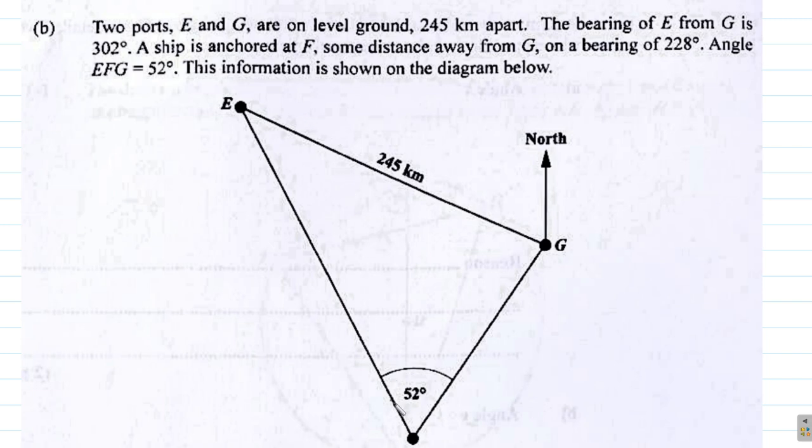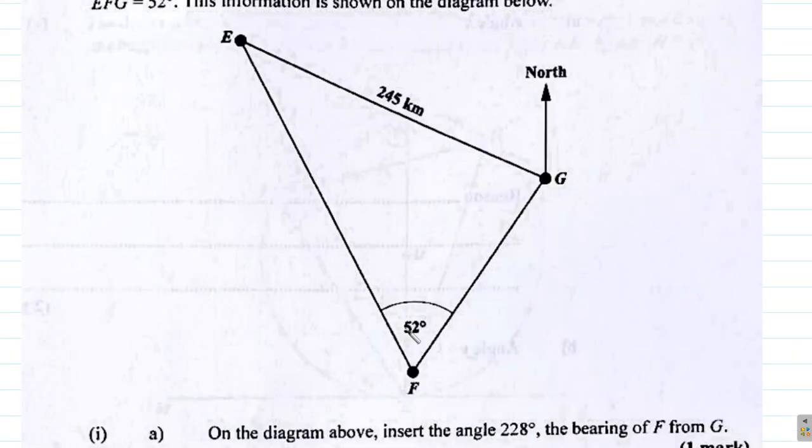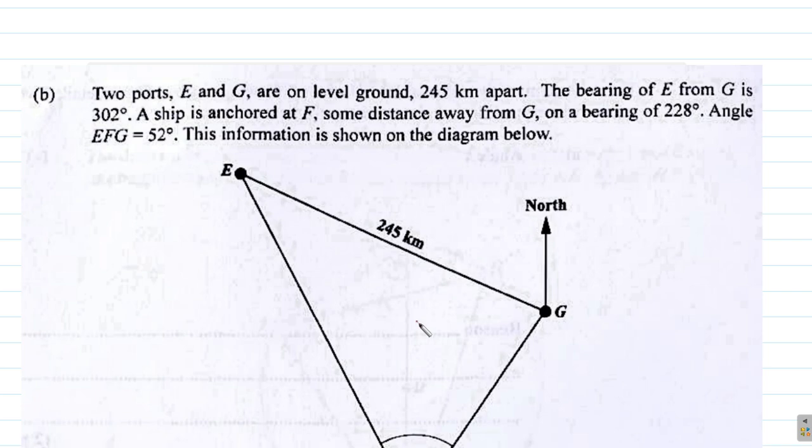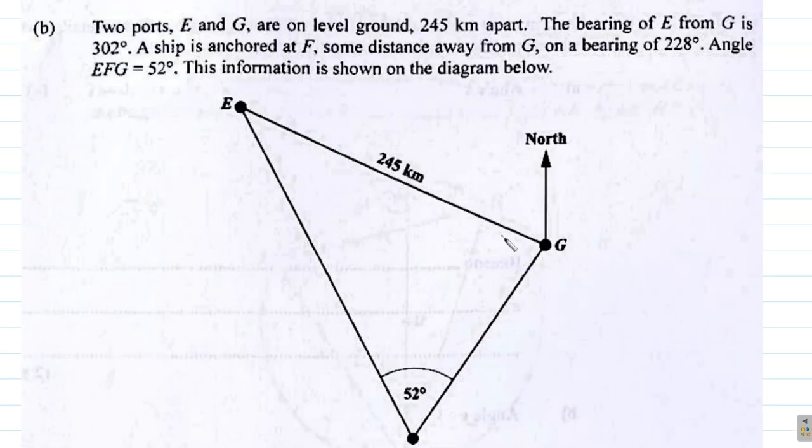A ship is anchored at F. So you're looking at the bearing of E from G. Good. A ship is anchored at F, right here, some distance away from G, on a bearing of 228 degrees. That means the bearing of F from G is 228 degrees. Angle EFG equals 52 degrees. You can see it here. This information is shown on the diagram below.